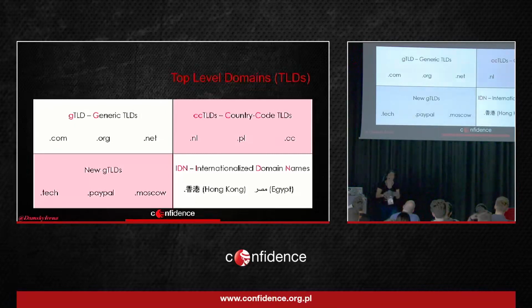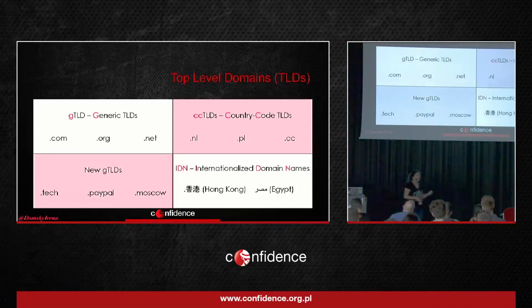The ccTLDs have also been around for quite a while. Those are country code TLDs. You have .pl, .nl, .cc. .cc is for Cocos Islands. It's actually a legit country, not just a spam trap. And you have the IDNs. So stuff like Hong Kong and Egypt, Asian scripts, Arabic scripts are the most common ones that use IDN domain names. But it's also available in Cyrillic scripts, in Hebrew scripts, and in any other language that you want.